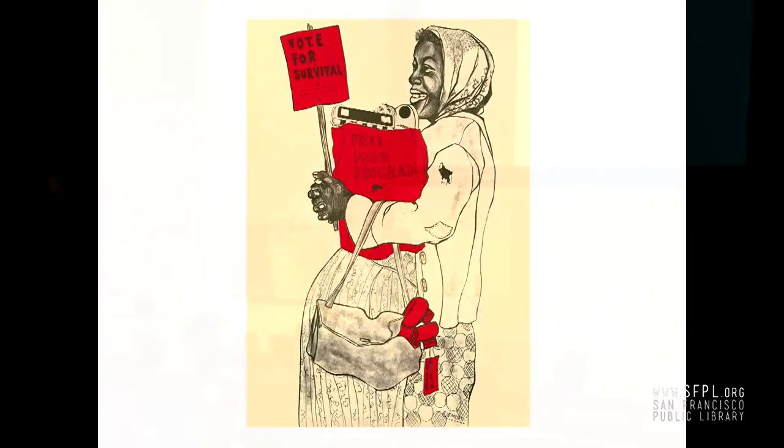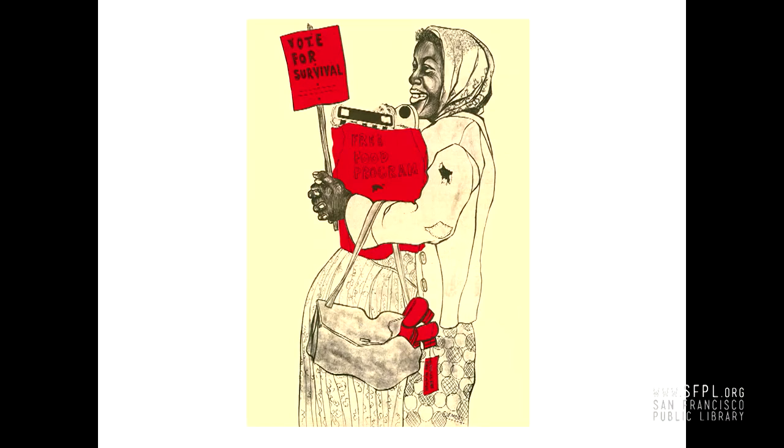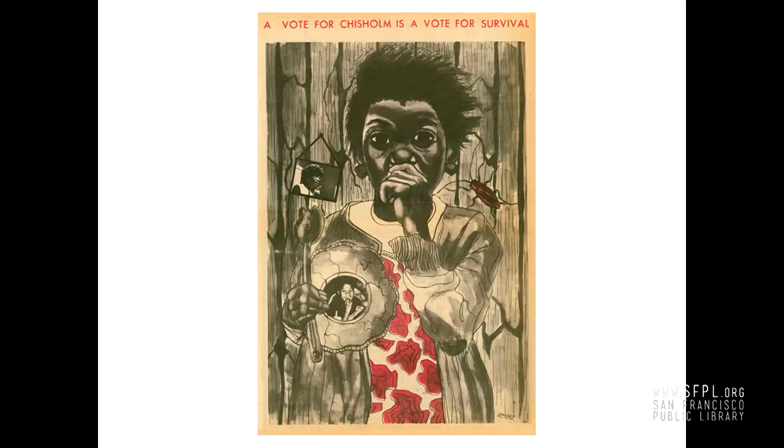Vote for Survival, People's Free Food Program. Here's one, a vote for Shirley Chisholm and a vote for survival. Shirley Chisholm was a black woman who ran for president. Hillary Clinton is the first woman to run for president. Shirley Chisholm was the first woman to run for president. And they tried to deny her the right, saying that she was taking votes away from everybody else.